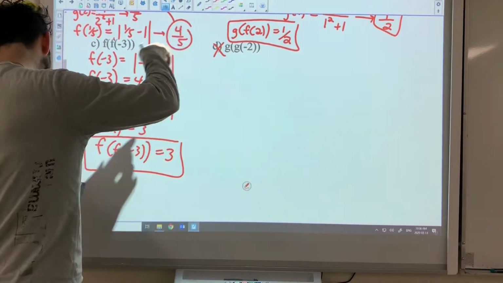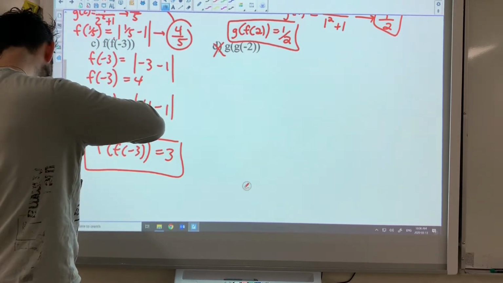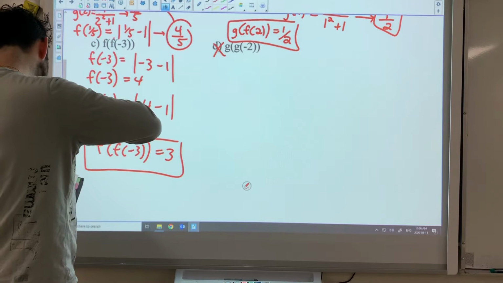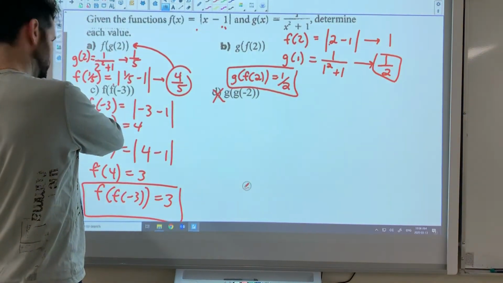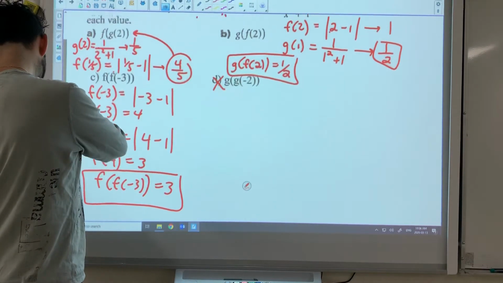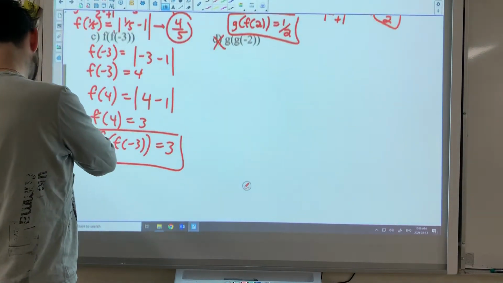When you go g of negative 2, you get 1 over 5, right? Yeah. So 1 over 26 over 25? And then you have 1 over... I don't think, did I actually finish it? I don't know. Let's just skip it.